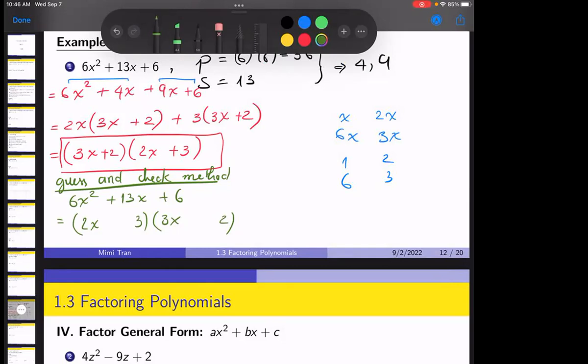What if I put the 2 here? What happens? Just hypothetically, but don't write this down. What if I put the 2 here and then the 3 here?